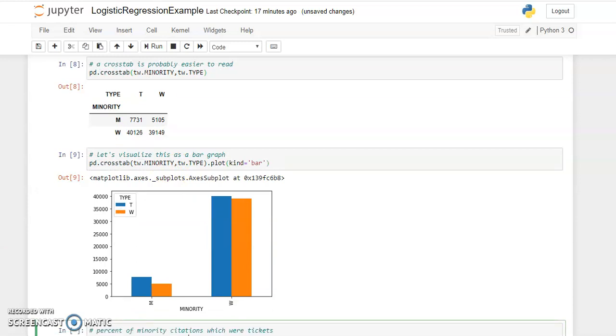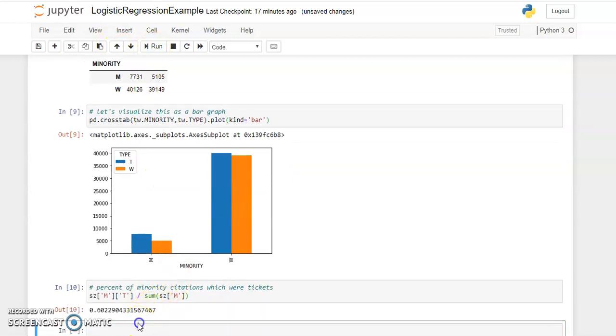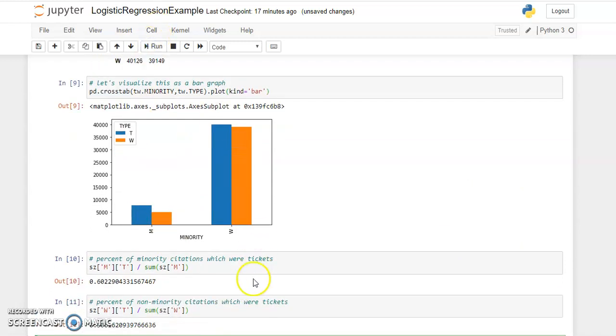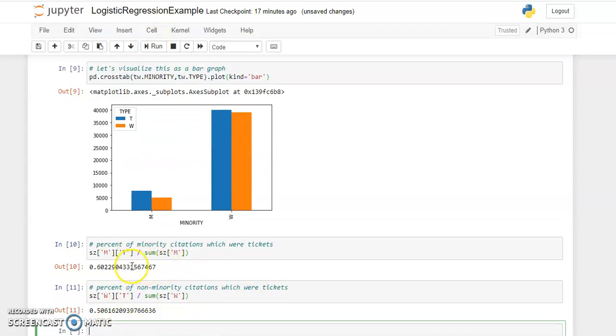And finally, if we do these as percentages, this is going to give an even clearer picture. So, we can see that the relative difference seems to be higher for non-white drivers than for white drivers, but let's just check. So we can see here that about 60% of minority drivers are getting tickets, whereas only about 50% of white drivers are getting tickets.